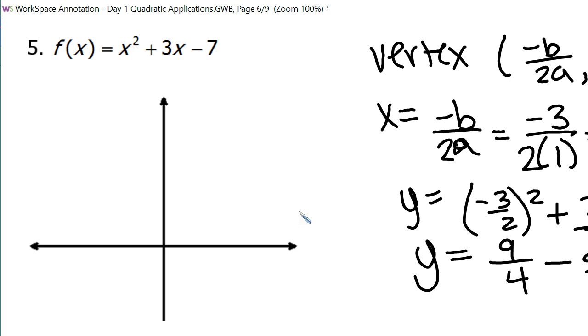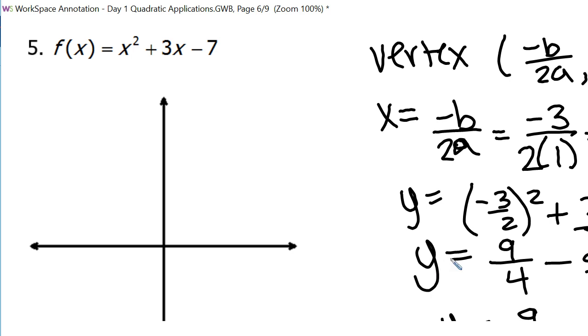Minus 7. I want a common denominator, so I'll use a common denominator of 4. So this would be 9/4 minus, instead of 9 halves, how many fourths would that be? 18. And instead of 7, how many fourths would that be? 28. So 9 minus 18 would be negative 9. What's negative 9 minus 28? Negative 37 over 4.